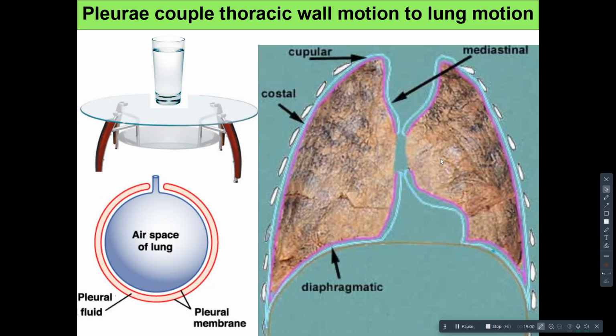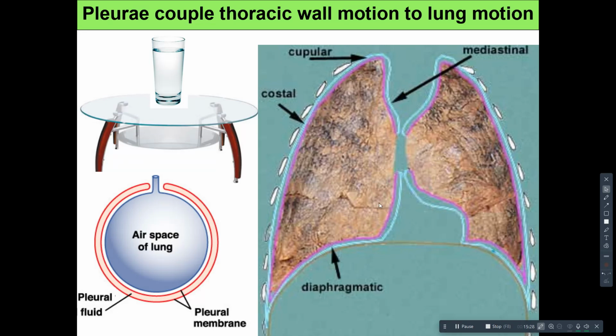Here's another pair of lungs. The purple is my visceral pleura. The blue is my parietal pleura. Pleural fluid is in between there, and the pleural fluid helps the lungs not experience friction as we inhale and exhale. But one of the other things the pleural fluid does is cause these two membranes to stick to one another.